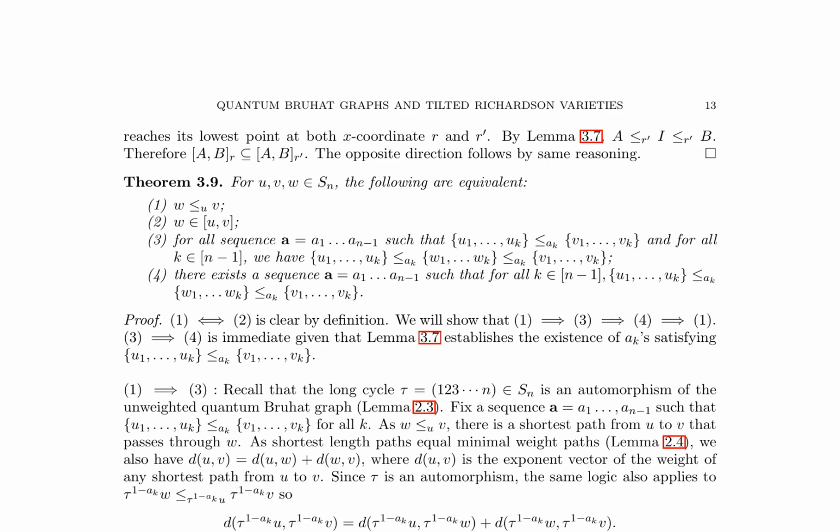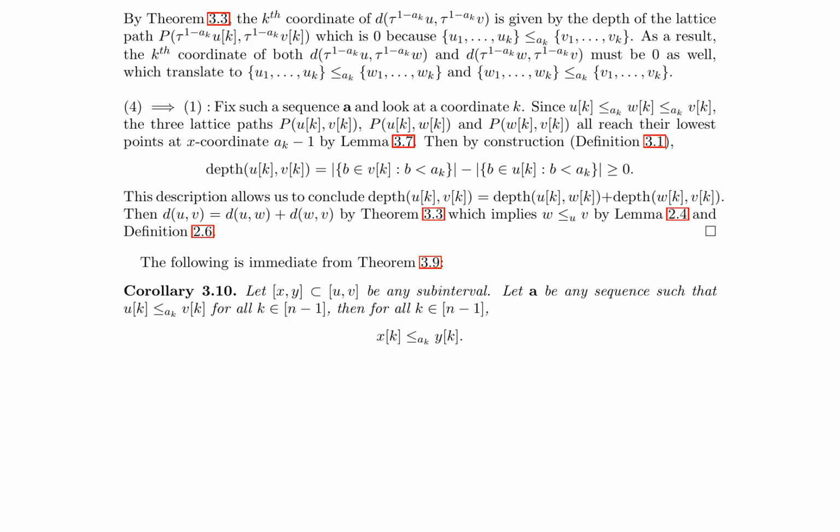w is less than or equal to u * v. w is an element of u * v. For all sequences a = (a1, ..., an) such that u1...uk is less than or equal to a_c, v1...vk, and for all k an element of [n-1], u1...uk is less than or equal to a_c, w1...wk is less than or equal to a_c, v1...vk, and there exists a sequence a = (a1, ..., an) such that for all k an element of [n-1], u1...uk is less than or equal to a_c, w1...wk is less than or equal to a_c, v1...vk.